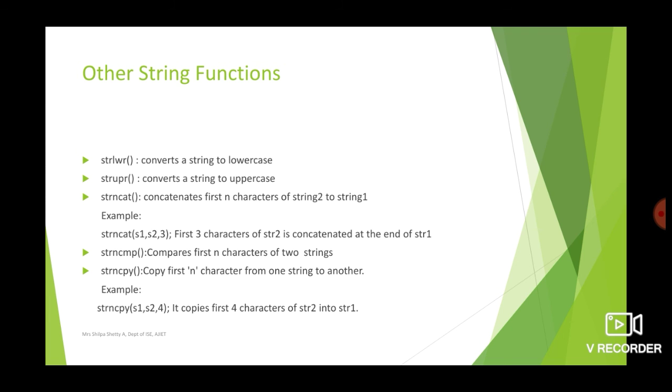Then the next function is strncat. strcat is used to concatenate the first string with the second string, whereas strncat is used to copy only n characters from the second string to the first string. For example, if the first string is after and the second string is noon, then if you write strncat of after comma noon comma 1, then only one character of noon, that is n, will be copied to after. I hope this is clear. Only a certain number of characters from the second string will be copied to the first string.